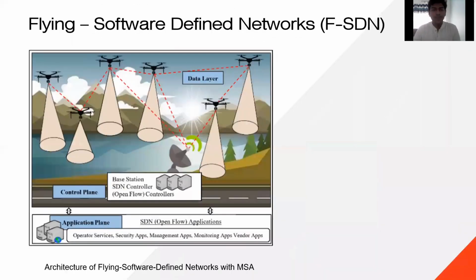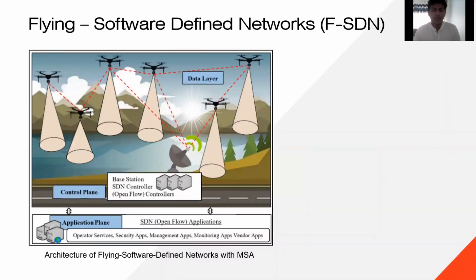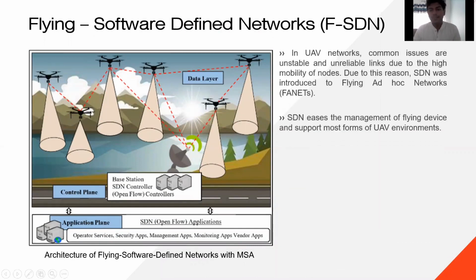Moving to flying software-defined networks. Why flying software-defined networks? In UAV networks, common issues are unstable and unreliable links due to high mobility of nodes. Due to this reason, SDN was introduced to FANETs. Also, SDN eases the management of flying devices and supports most forms of UAV environments, that is dense environments or sparse environments.